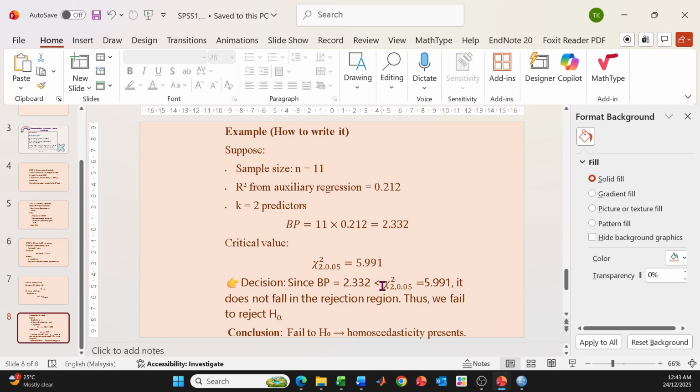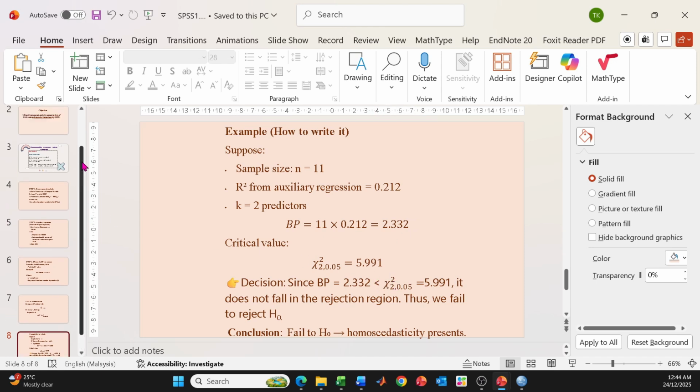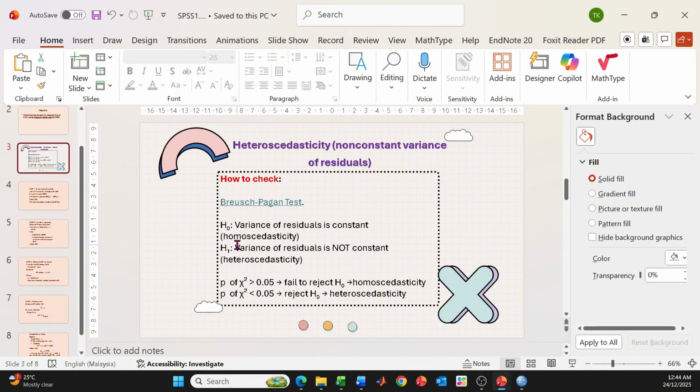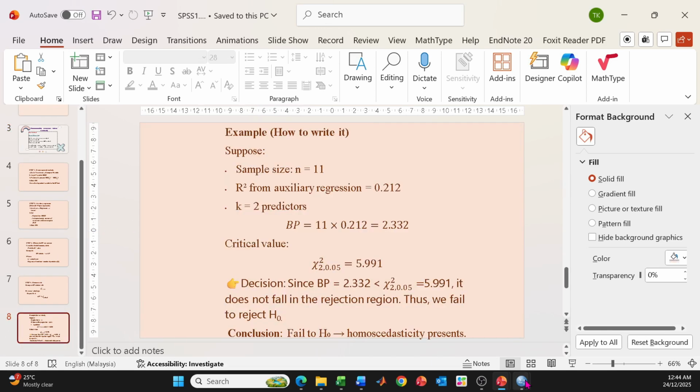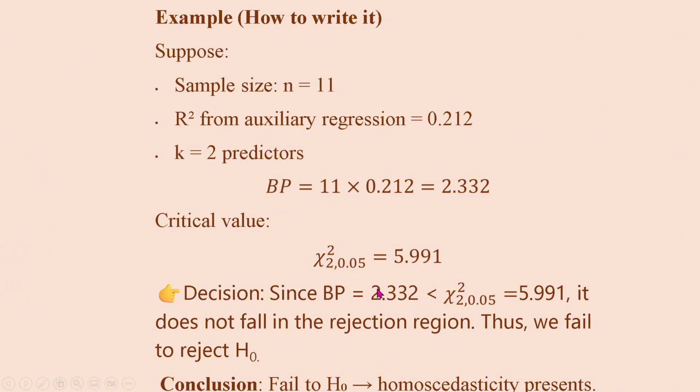The value is less than the chi-square critical value, so it does not fall in the rejection region, and we fail to reject H-null. If we fail to reject, it means the variance of the residual is constant, or homoscedasticity is present. Okay, with this, thank you for your attention.